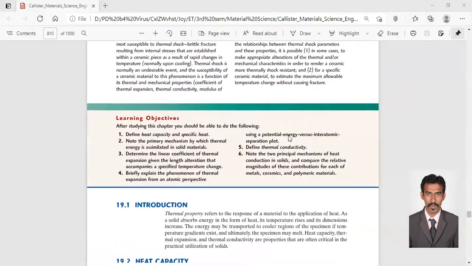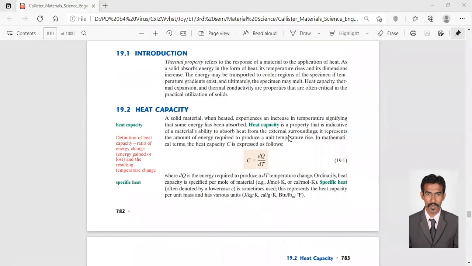In this class we are going to see the thermal properties. Thermal properties include the conductivity of heat, or resistivity to heat, thermal expansion due to heat, and thermal contraction due to heat. All these terms come under the thermal properties of a material.